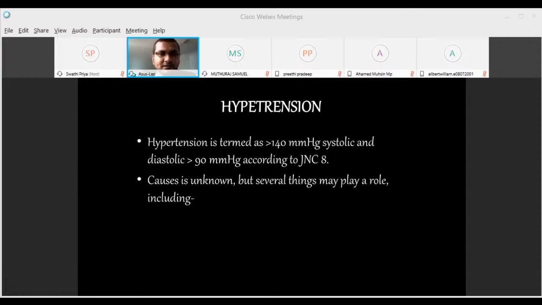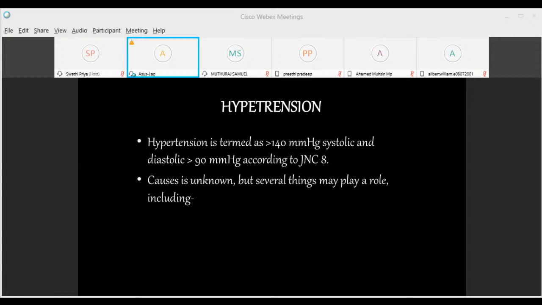As you all know, the normal blood pressure is 120 by 80. That is 120 systolic pressure and 80 is the diastolic. So that is normal. In this term, hypertension is termed as greater than 140 millimeter mercury systolic and greater than 90 millimeter mercury diastolic. This definition was given by JNC, which stands for Joint National Committee. Mostly the cause of hypertension is unknown, due to several reasons.